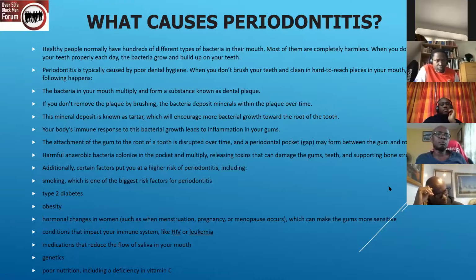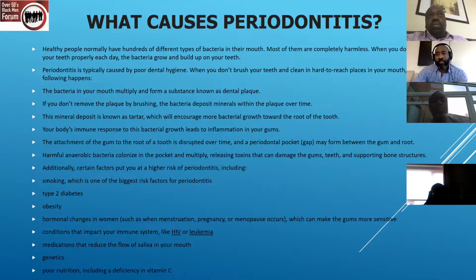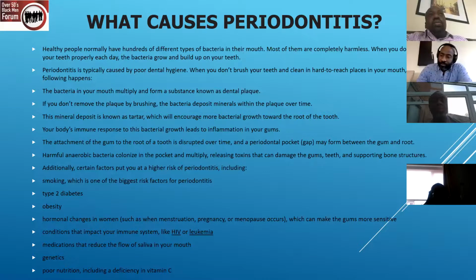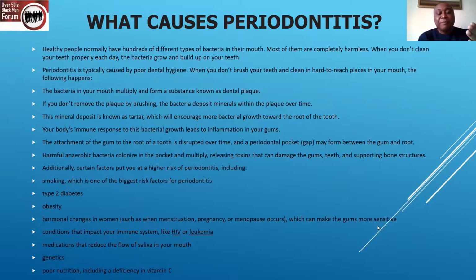Right, so this is just a preamble. We've got bacteria in our mouth. It's natural. I think they said we've got over 300 different types of bacteria in our mouth. When it's there at the appropriate level, it keeps our mouth healthy. It's when we don't brush this stuff off our teeth that it hardens, and it now causes gum disease.